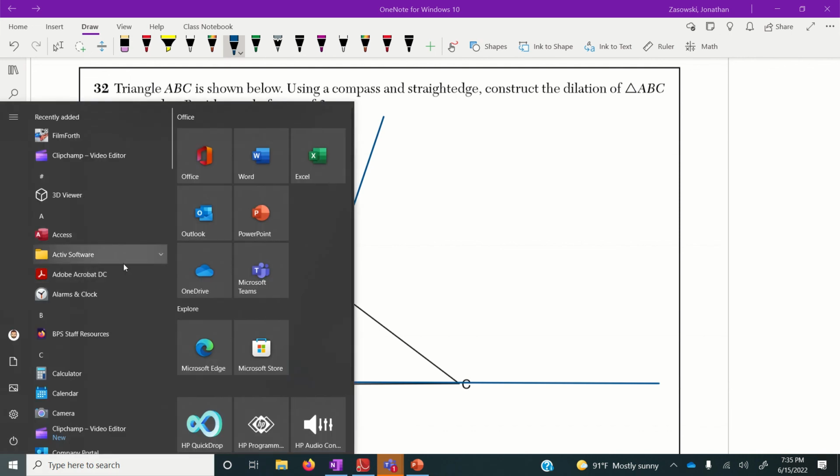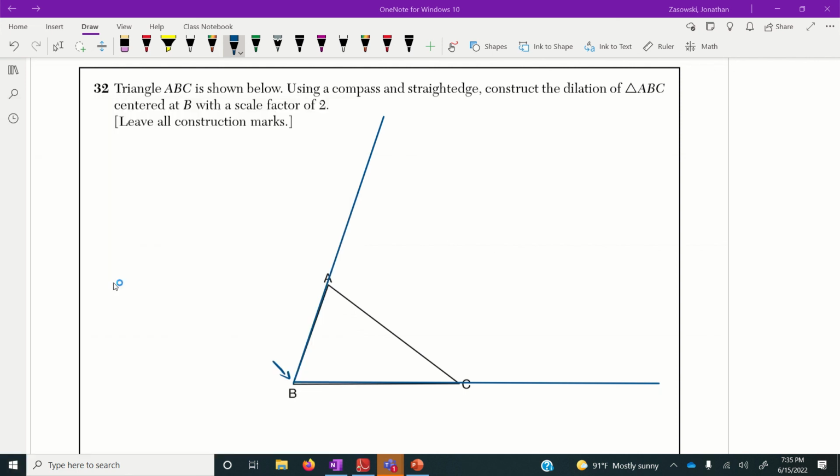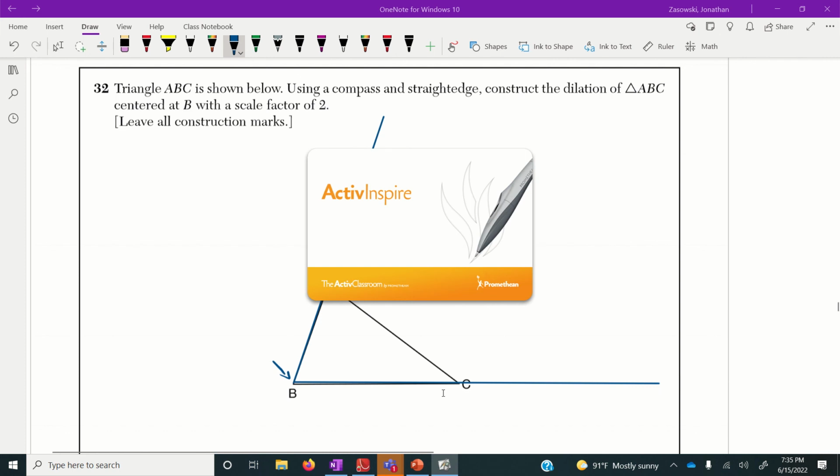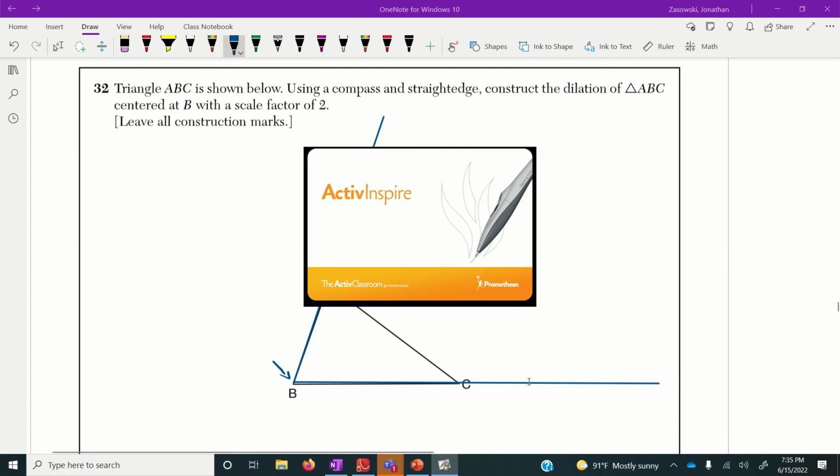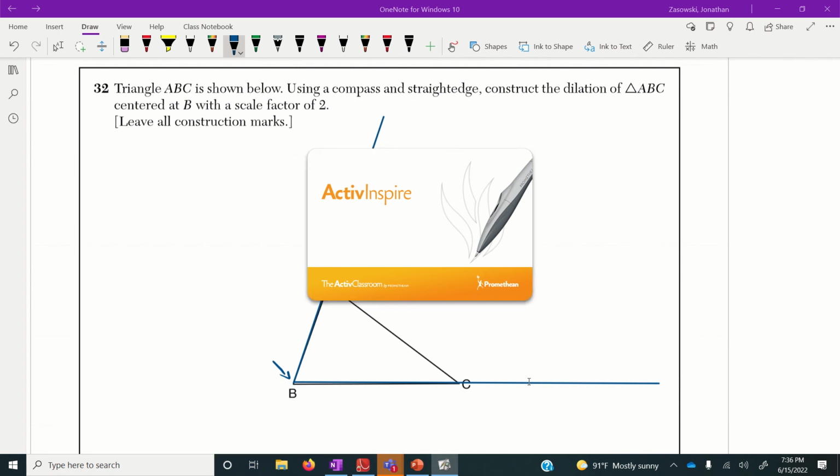Let's see if we can pull up the compass here. All right. And then we're going to measure the distance from A to B, and then we're just going to double the distance. So swing an arc, sharp point at B, mark off A, double that distance to find A prime, and then do the same thing here. Measure C, double that distance, so drag it down the line, and then we're going to mark that off. And then make sure it says dilation of ABC.